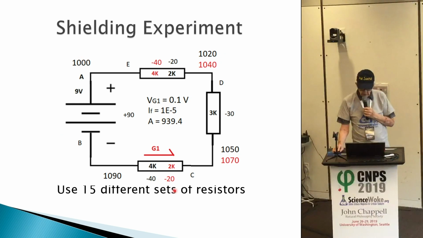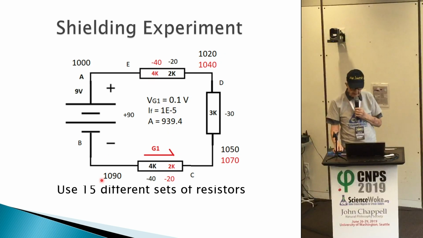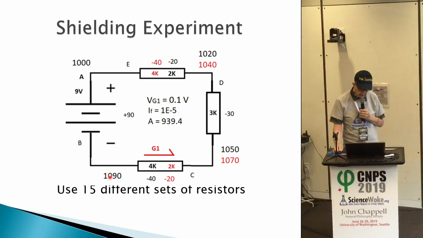Then I'm going to switch the resistors. I'm going to put the 2K down here and the 4K up here, and I'm going to start with the same 1090, which, by the way, isn't correct, but that was my assumption at the beginning. Start with 1090, and instead of losing 40, I'm going to lose 20. So I end up with 1070, then I'm going to lose 30, and I got 1040, and then I'm going to lose 40, and I'm back to 1000.